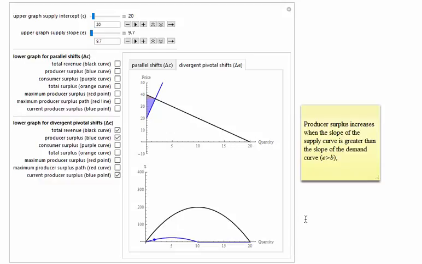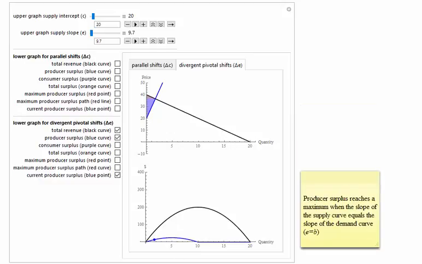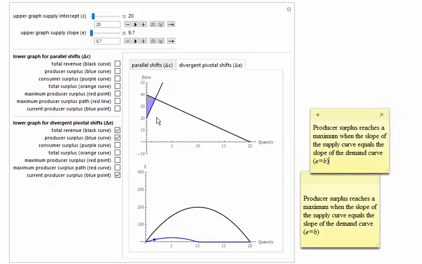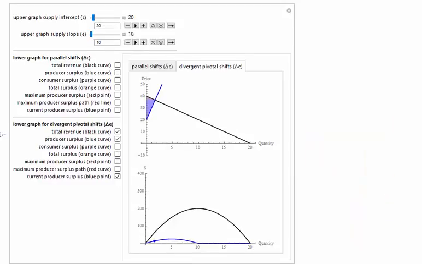What we find in this case is producer surplus increases in this range right here when the slope of the supply curve is greater than the slope of the demand curve. Likewise, when we have an elastic supply curve, producer surplus reaches a maximum when the slope of the supply curve equals the slope of the demand curve. Let's make the slope of the supply curve 2, because it looks like the slope of our demand curve is 2. And there we have it.